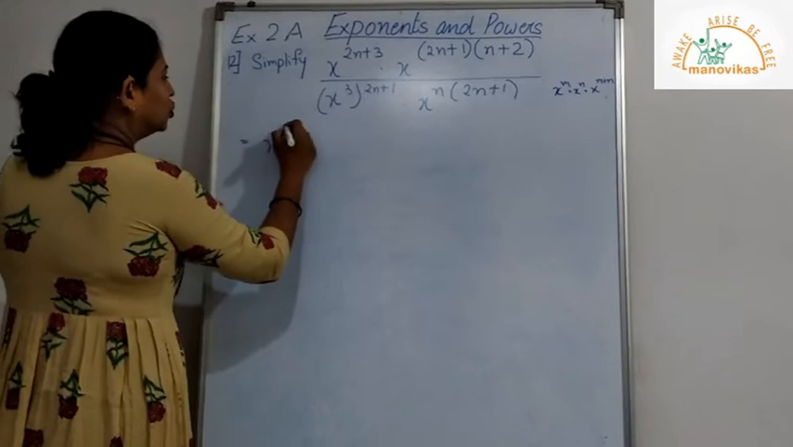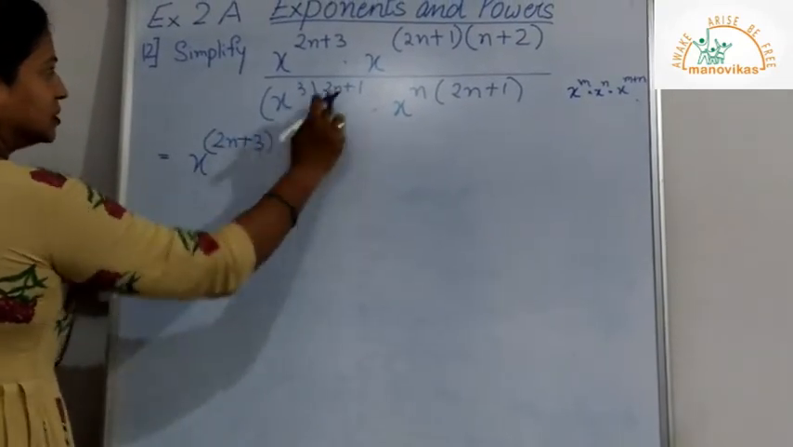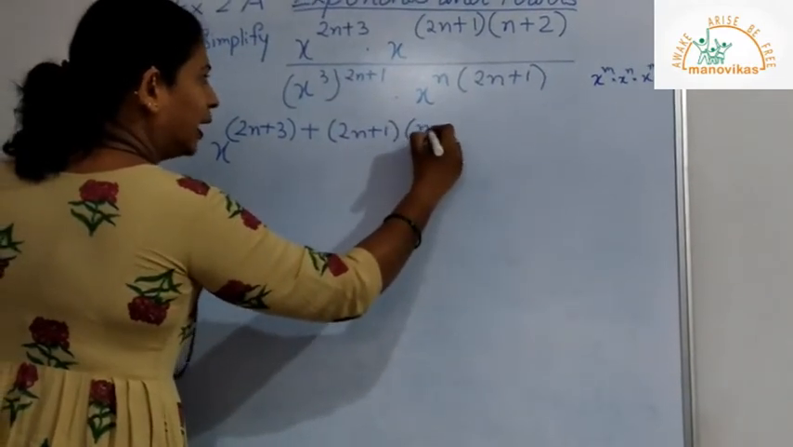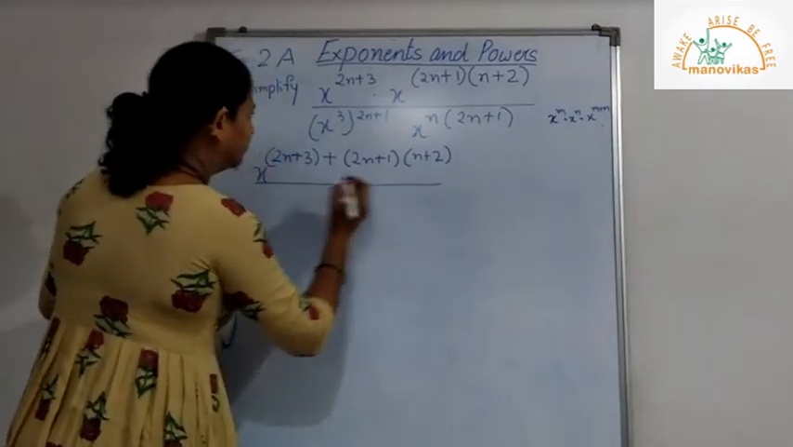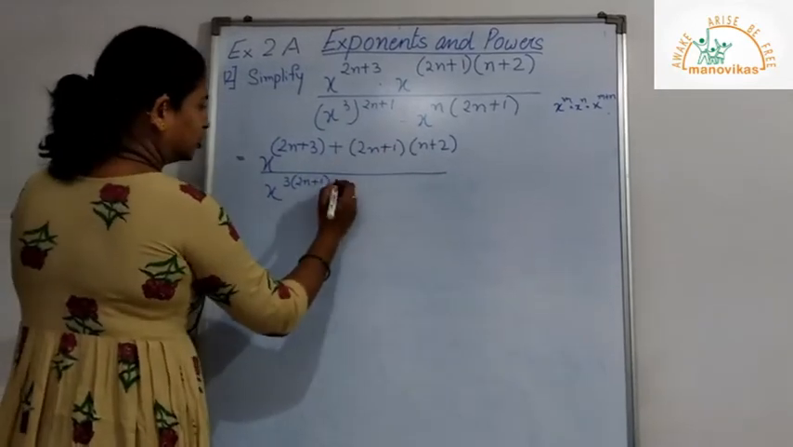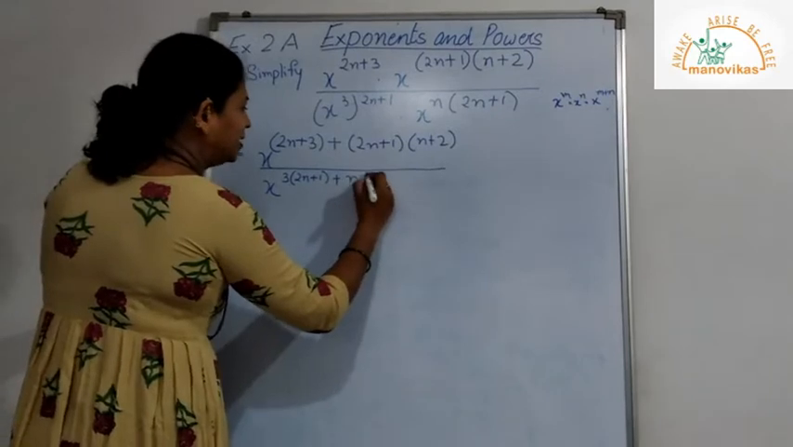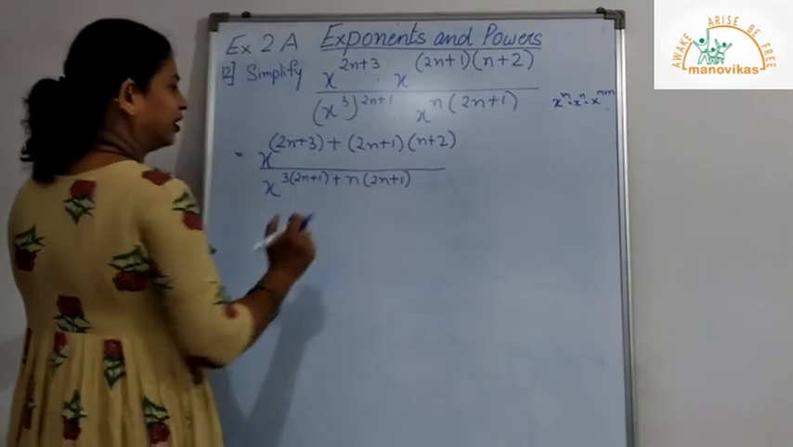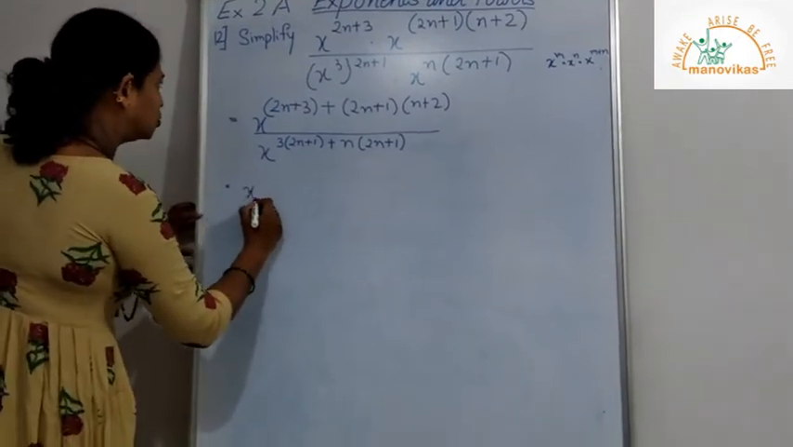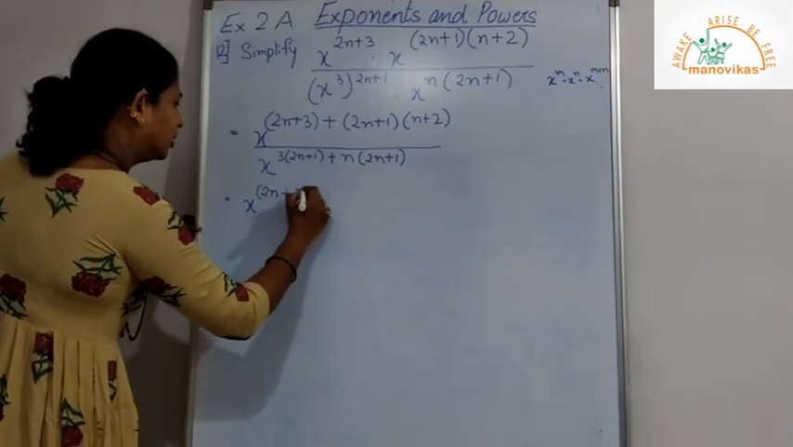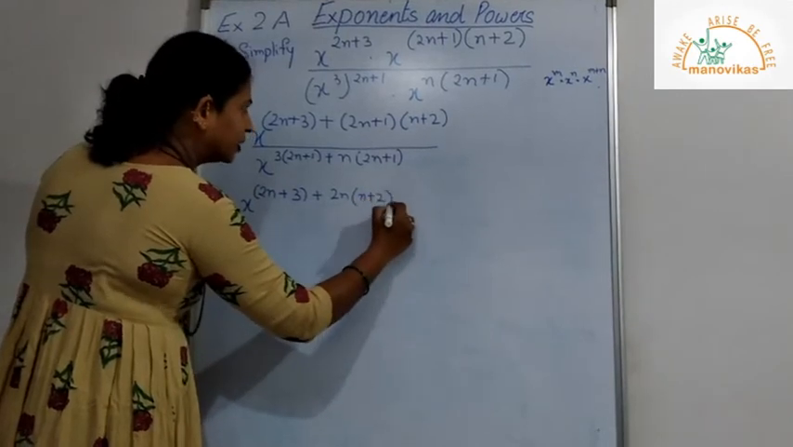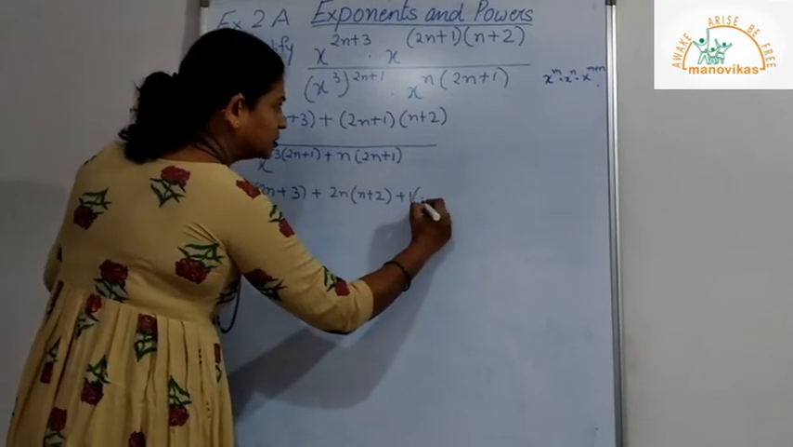So the same form we will write here. x raised to 2n plus 3, since it is a product, we take the plus sign here, and (2n+1)(n+2), divided by x raised to 3(2n+1), again a product, so we have a positive sign here, into n(2n+1). So here also we have to find the product. Now we will find the product of these two brackets first. So we have x^(2n+3) plus, I take the first term 2n, then the second bracket n+2, plus 1, the second term, again the second bracket n+2.